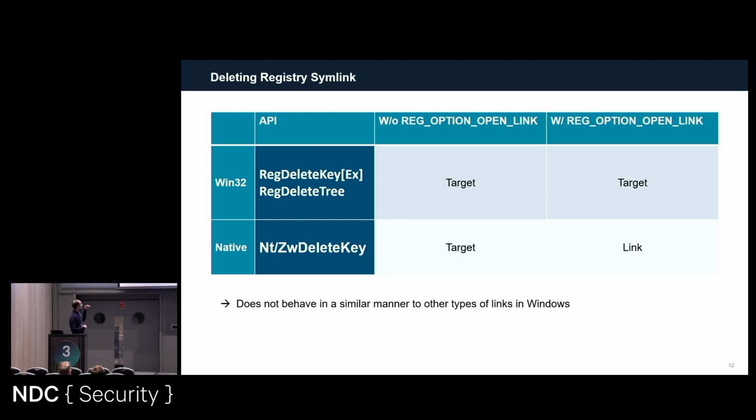If you are operating in kernel mode, you will have to use the native ones. But again, every single time you want to delete a key, you have to check if that key is a link or not. And if so, you have to open it with the option REG_OPTION_OPEN_LINK.